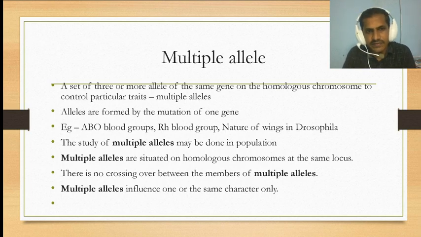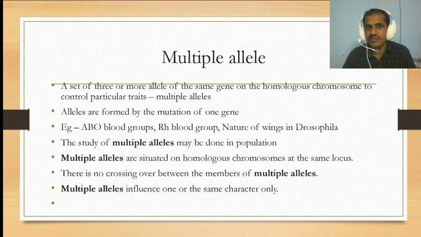A set of three or more alleles of the same gene on the homologous chromosome that control a particular trait or character is called a multiple allele. Alleles are formed by the mutation of one gene. For example, multiple allele examples are ABO blood groups, RH blood groups, and nature of the wings in Drosophila.